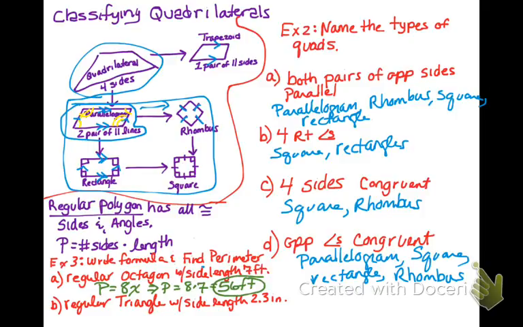Okay, now it says a regular triangle. So what would your formula be? P equals 3x. Very good. And then it goes to P equals 3 times what? 2.3. That's the side length. So P equals 6.9. 6.9 what? Inches.